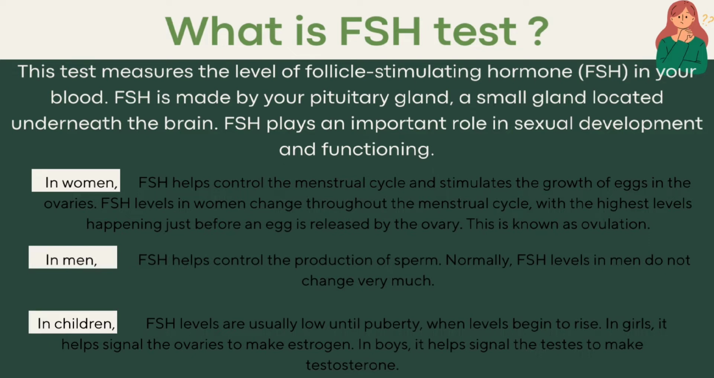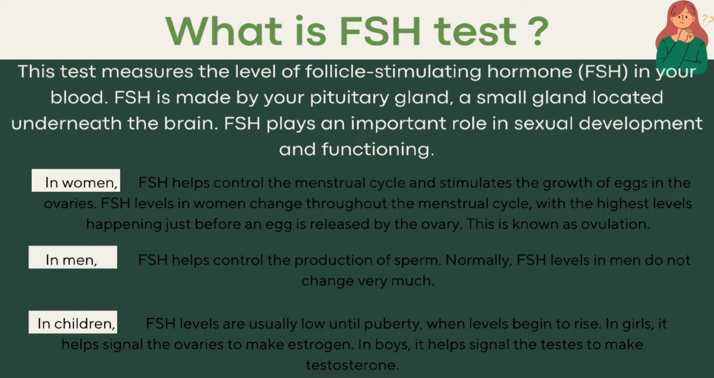In women, FSH helps control the menstrual cycle and stimulates the growth of eggs in the ovaries. FSH level in women changes throughout the menstrual cycle, with the highest level happening just before an egg is released by the ovary. This is known as ovulation. In men, FSH helps control the production of sperm. Normally, FSH levels in men do not change very much.